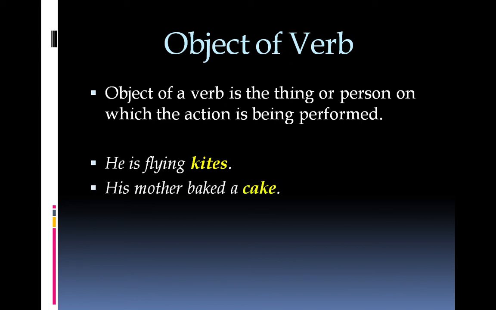Look at the next example. His mother baked the cake. Mother subject, baked verb. What did she bake? Cake. So cake is the object of baked. This action of baking was performed on cake.